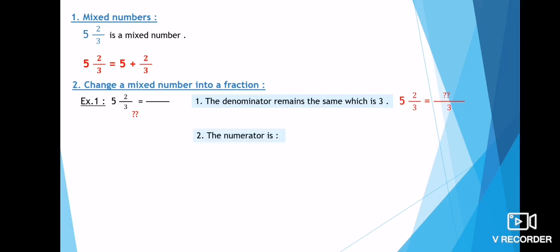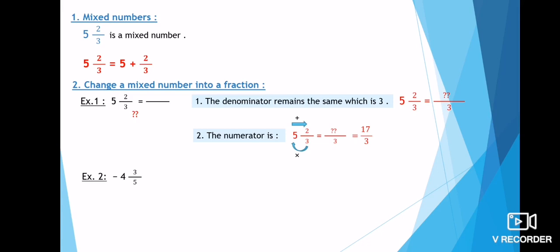Now the numerator. To find the numerator, follow these steps. First of all, I multiply 3 by 5, it's 15. Then 15 will be added to 2. It will give me 17. So the numerator is 17 and you will get the fraction 17 over 3.